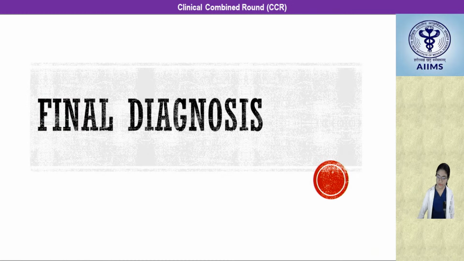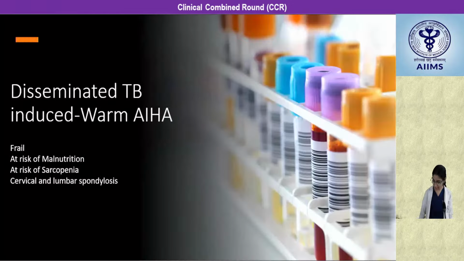Thank you, sir. So based on this, we made a final diagnosis of disseminated tuberculosis inducing warm antibody autoimmune hemolytic anemia. The patient was also having frailty. She was at risk of malnutrition, at risk of sarcopenia, and had cervical and lumbar spondylosis.